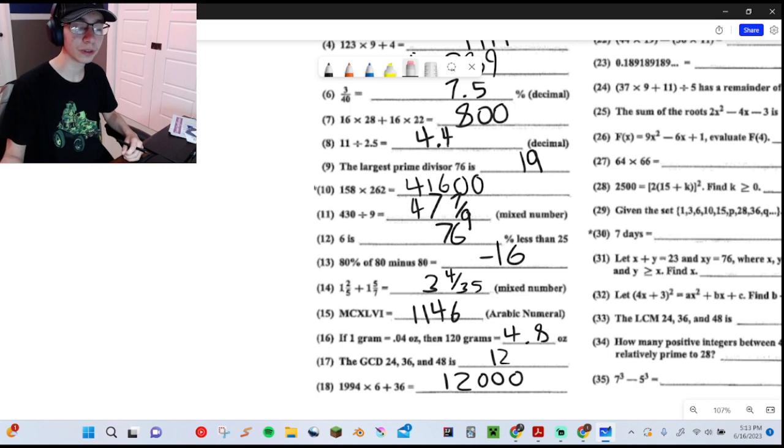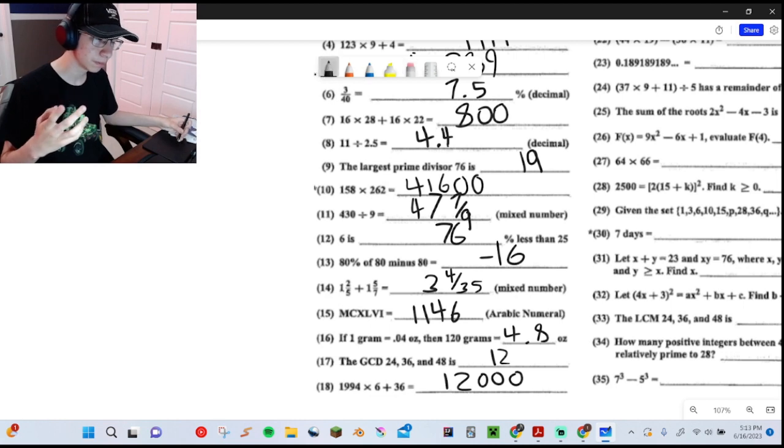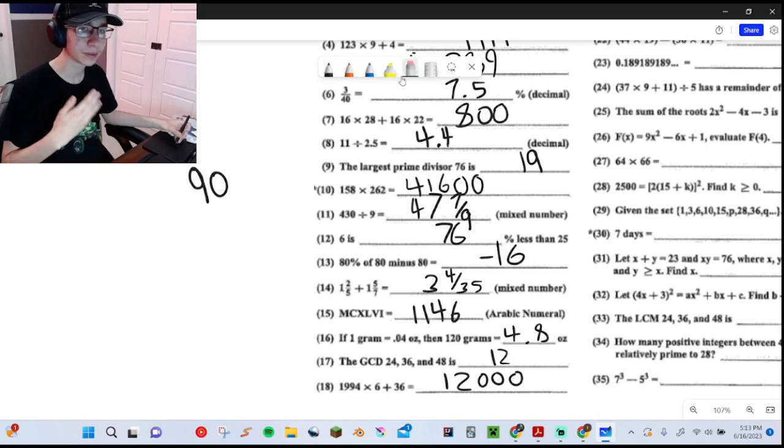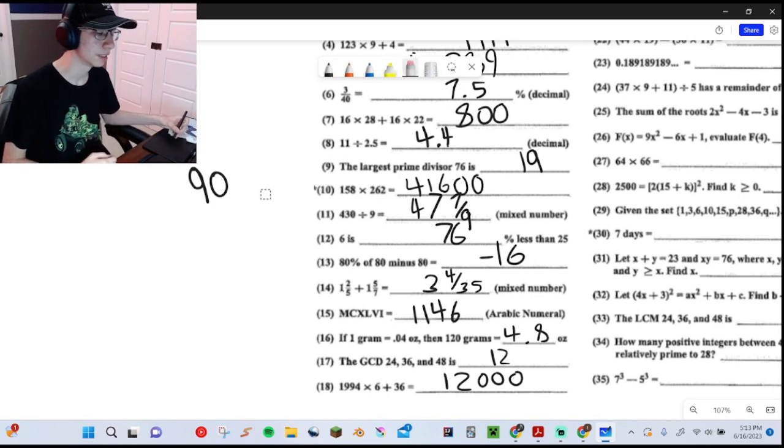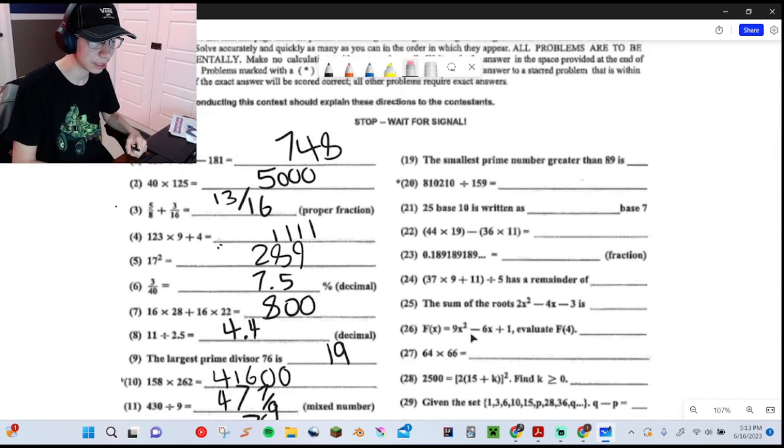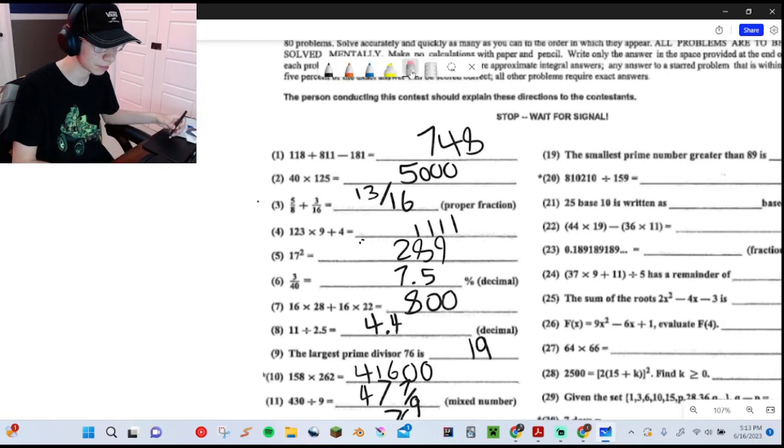Alright, that's the whole first column of the number sense test. If you were to do the whole first column and have perfect accuracy, that would get you a score of 90. It's 5 points for each question you get correct. So that can be a really good score if it's your first time doing a high school number sense.